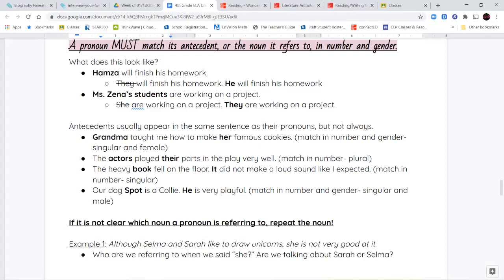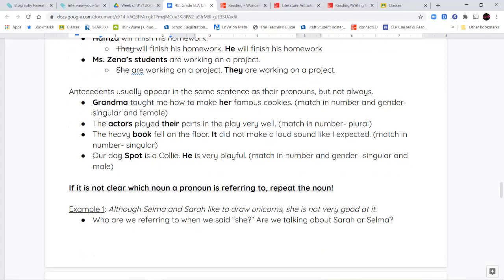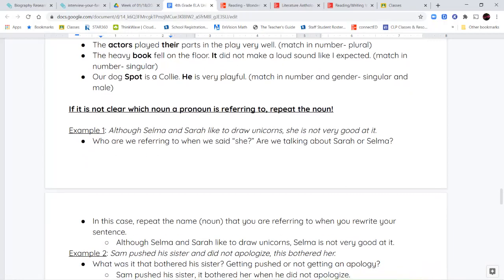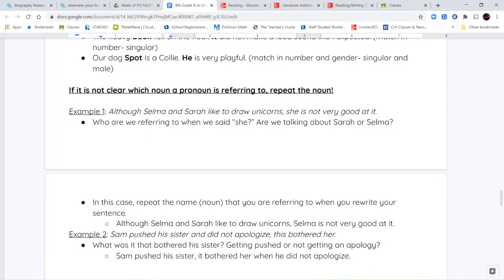Now, another mistake that will come up a lot of times in writing, that I want you guys to pay close attention to, is when you're talking about more than one subject. You have more than one noun going on and you use a pronoun. If it's not clear which one of those nouns your pronoun is referring to, repeat the noun, repeat the name of that thing. So instead of saying, although Salma and Sarah like to draw unicorns, she is not very good at it, who am I referring to? Which one of them is not good at it? Who is the "she" in this sentence? Are we talking about Sarah or are we talking about Salma?